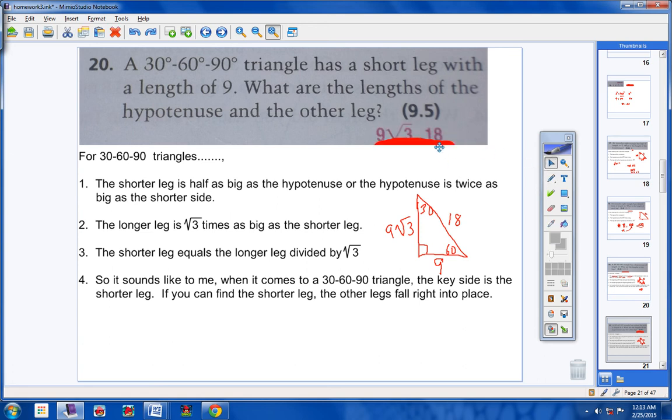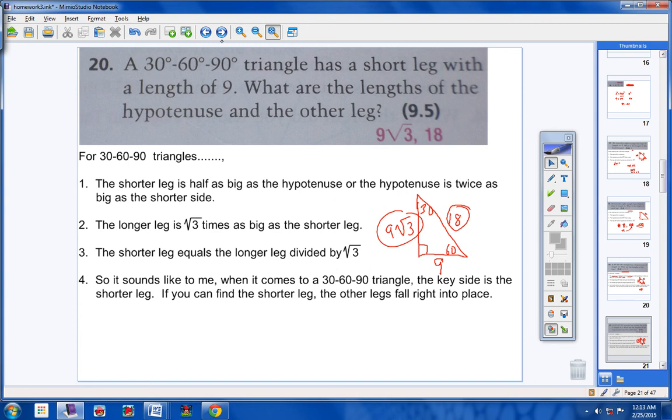I'm sorry, they didn't ask for the two legs. They asked for the hypotenuse. So the hypotenuse is 18 and the longer leg is 9 square root of 3. And there's the two answers right there. Alright, moving on to numbers 21 through 24.